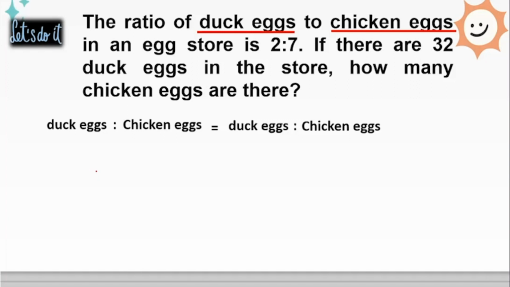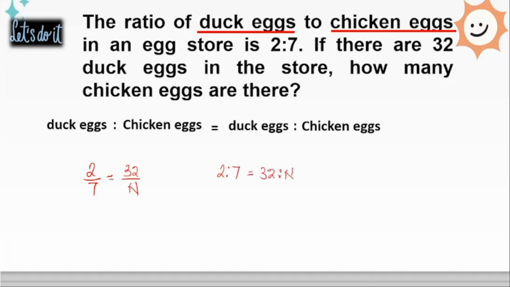So how many duck eggs at first? What is the ratio? 2 to 7 as, then 32 to n. Okay? Or we can write the column form 2 to 7 as 32 to n.